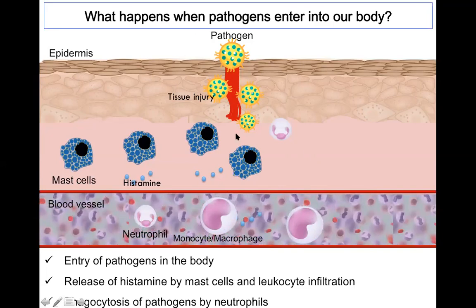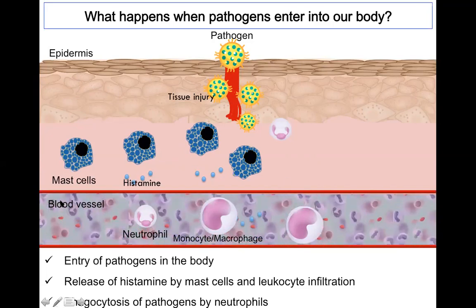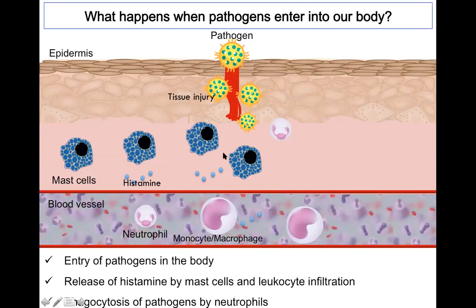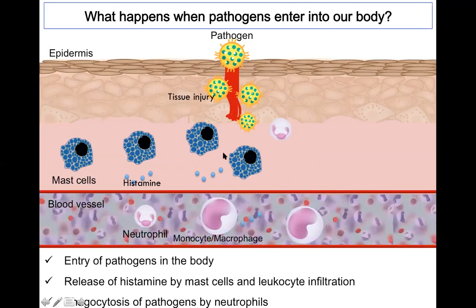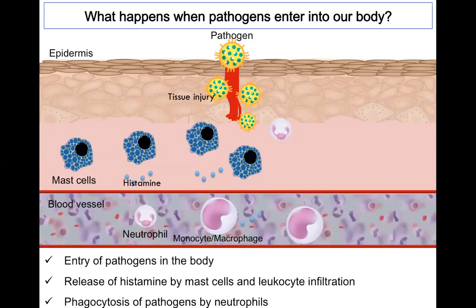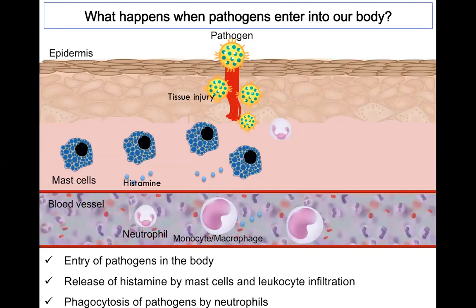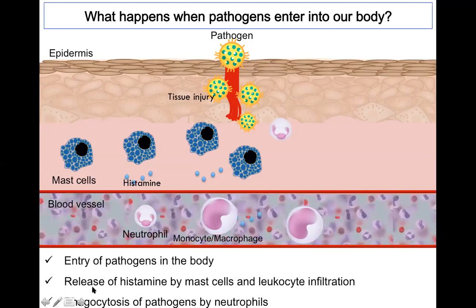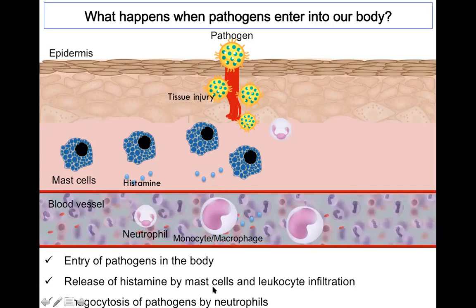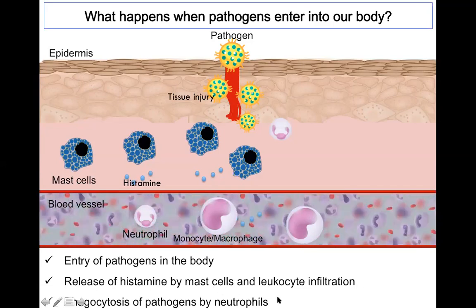So it means the pathogen is coming, the mast cells release the histamine, giving the message to the blood vessels, and they release the neutrophils and macrophages toward that pathogen. So this is what is actually going on when the pathogen enters our body, and the blood cells move from the blood vessels into the infected tissues, as we can see here. We can summarize these parts: entry of the pathogen into the body, release of the histamine by the mast cells, leukocyte infiltration, and phagocytosis of the pathogens by the neutrophils.